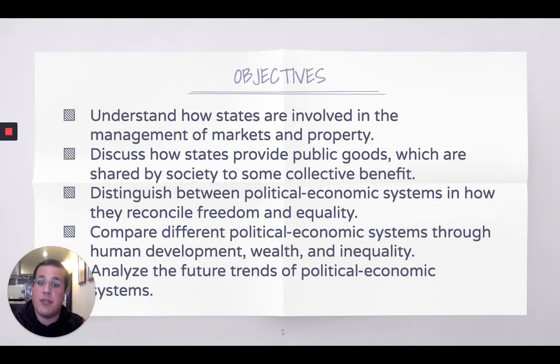The key objectives today are to understand how states are involved in the management of markets and property, to discuss how states provide public goods, which are shared by society to some collective benefit, to distinguish between political economic systems and how they reconcile freedom and equality, to compare different political economic systems through human development, wealth, and inequality, and to analyze the future trends of political economic systems.